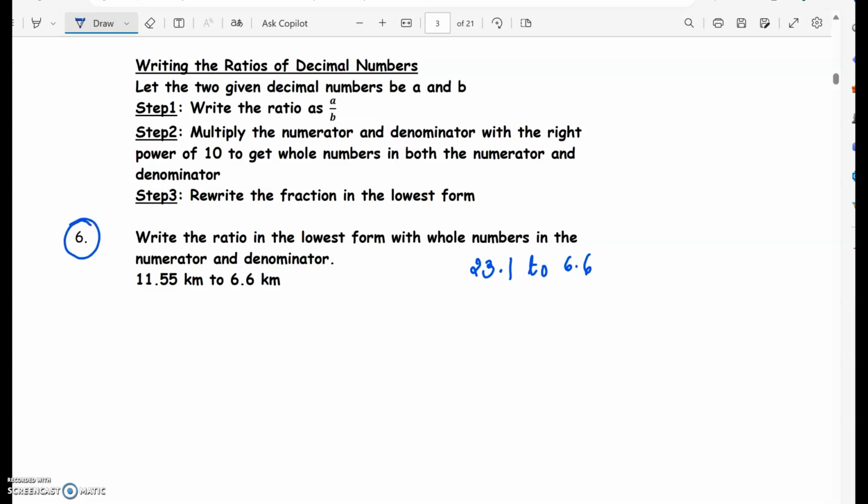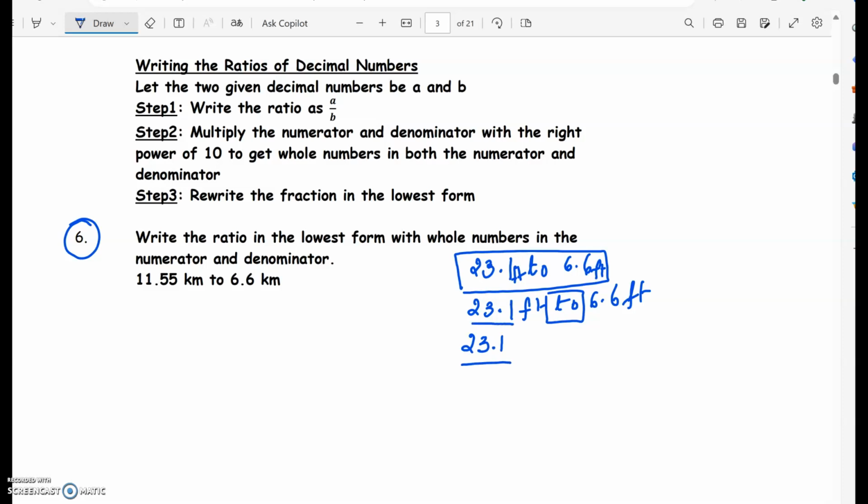Now in this question, let's look at this ratio and let's give it some units. Let's say feet. So it's 23.1 feet to 6.6 feet. It's a ratio, and a ratio can be written as a fraction. Just for convenience, we write it as 23.1, whatever number comes first is the numerator, divided by 6.6.